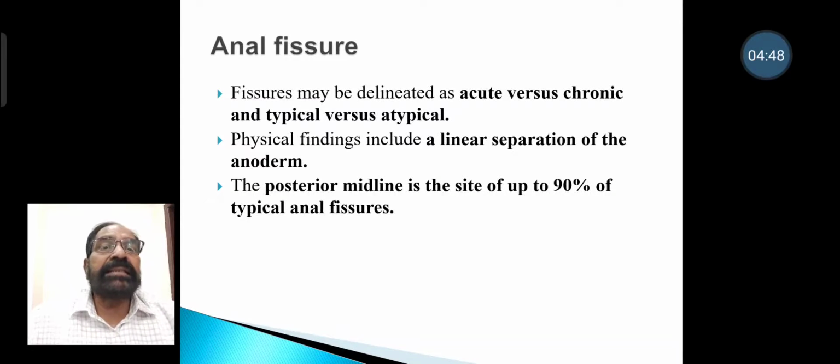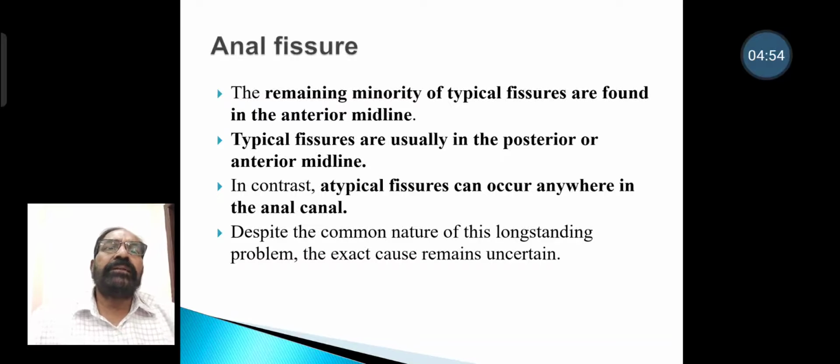The posterior midline is the site of up to 90% of typical anal fissures. The remaining minority of typical fissures are found in the anterior midline. Typical fissures are usually in the posterior or anterior midline. In contrast, atypical fissures can occur anywhere in the anal canal. Despite the common nature of this long-standing problem, the exact cause remains uncertain.